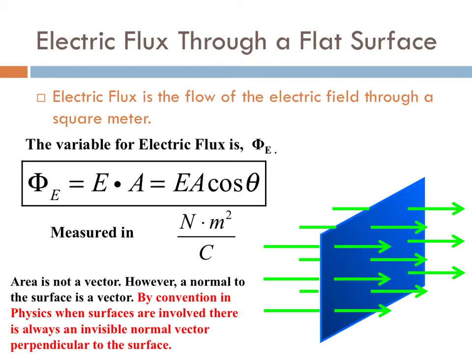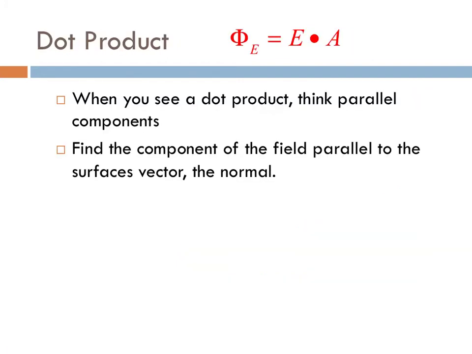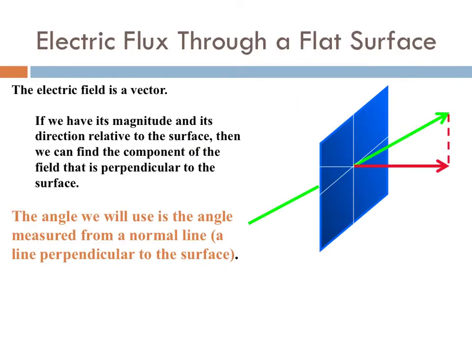Again, the units for electric flux are Newton meter squared per coulomb. So remember that the electric field is Newton per coulomb and area is simply meter squared. Remember that when you see a dot product, think parallel components. So you need to find the component of the electric field or the area vector, the normal vector, that are parallel to each other. Now the equation is EA cosine theta. Again, that theta is going to help get the components parallel to each other. Now this angle is the angle between the electric field and the area normal vector. So that angle needs to be measured from the normal, the line perpendicular to your surface.